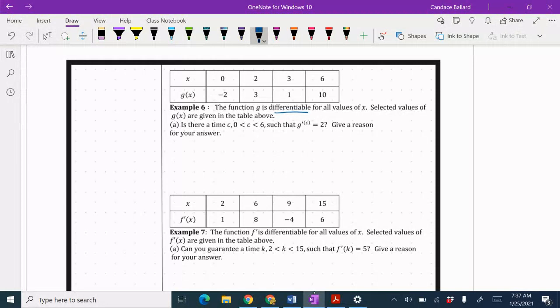Is there a time such that g prime of c equals 2? I have g and g prime, so since they're mismatched like that, we are doing MVT, because we know it has to be an MVT problem. We know the answer to the question is yes, there is a time. So yes, g is differentiable. We're starting just the same way we did before, differentiable, which implies that it's continuous.